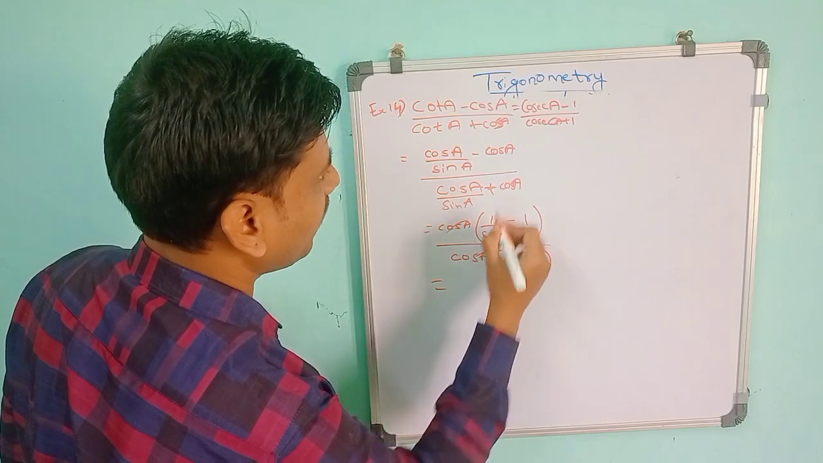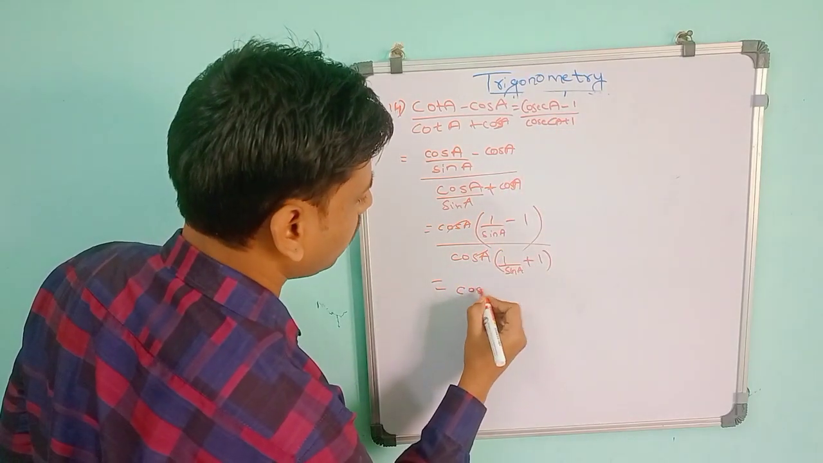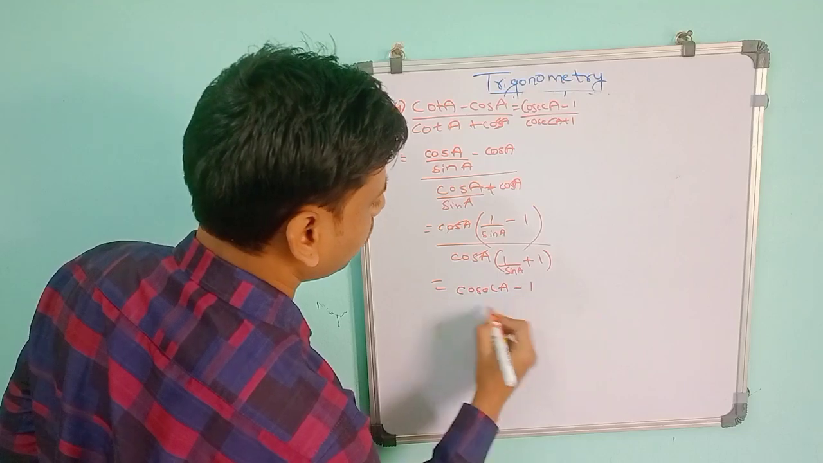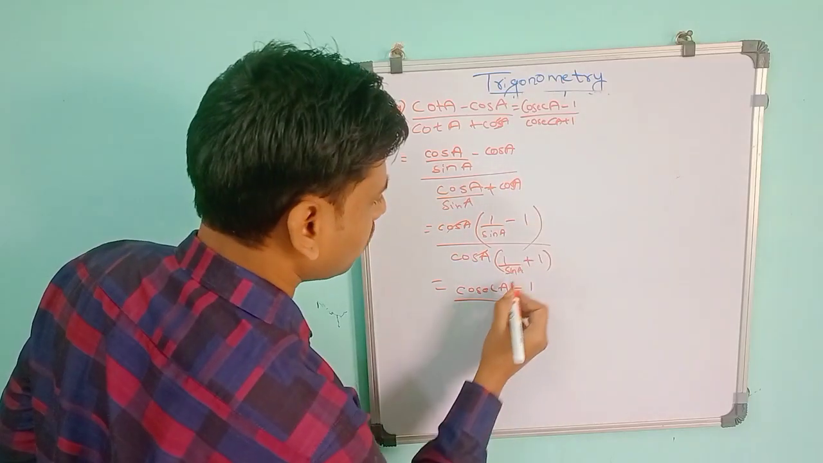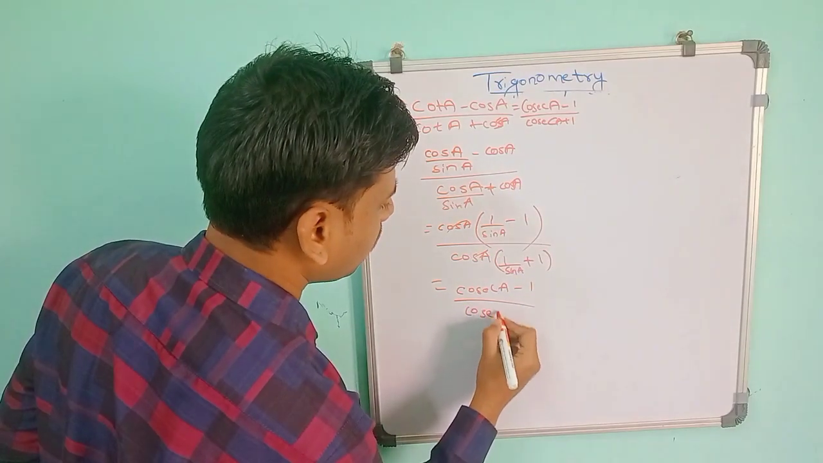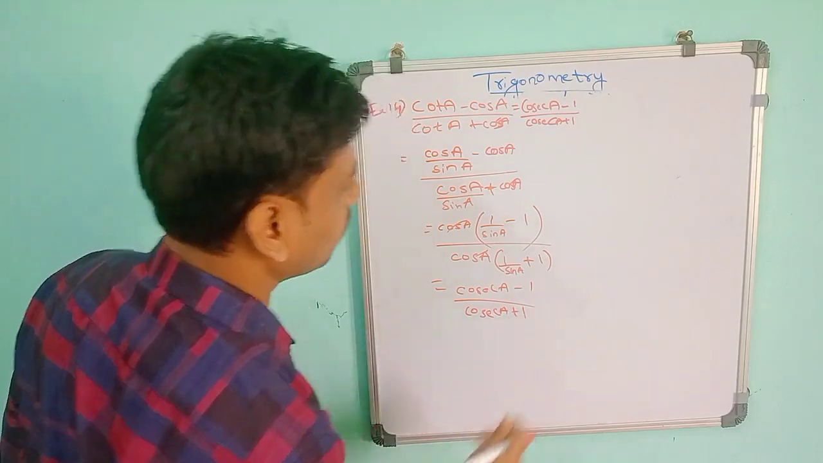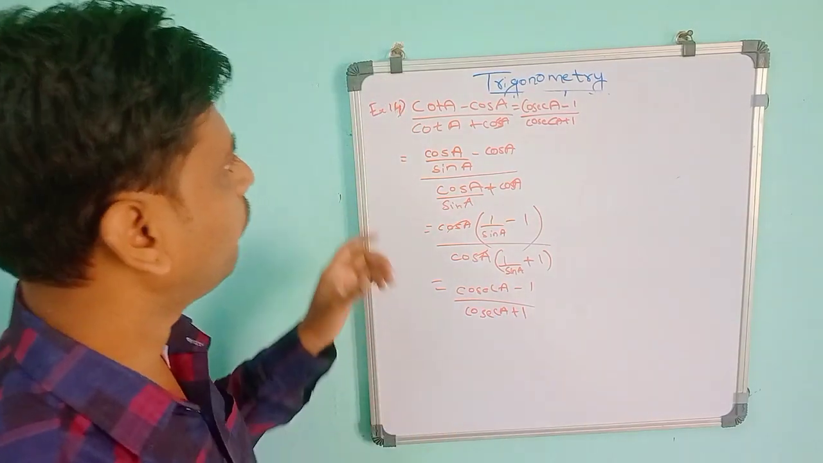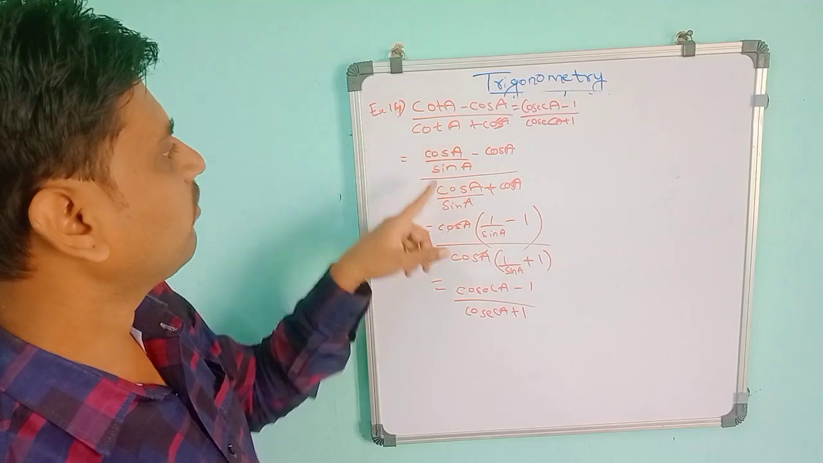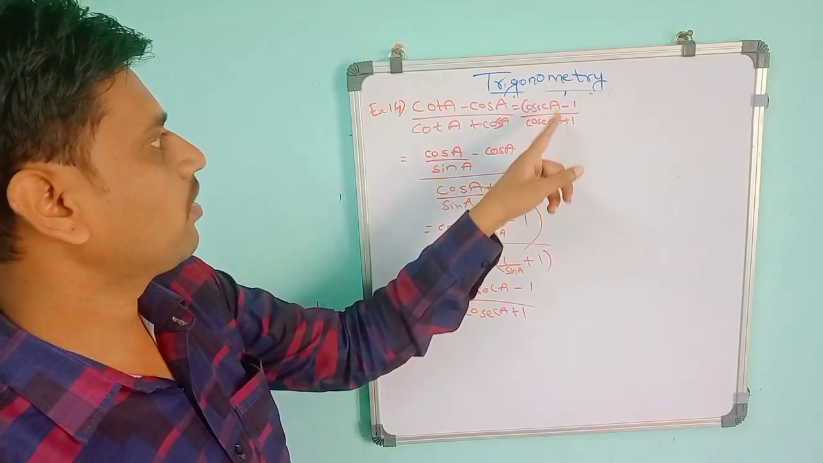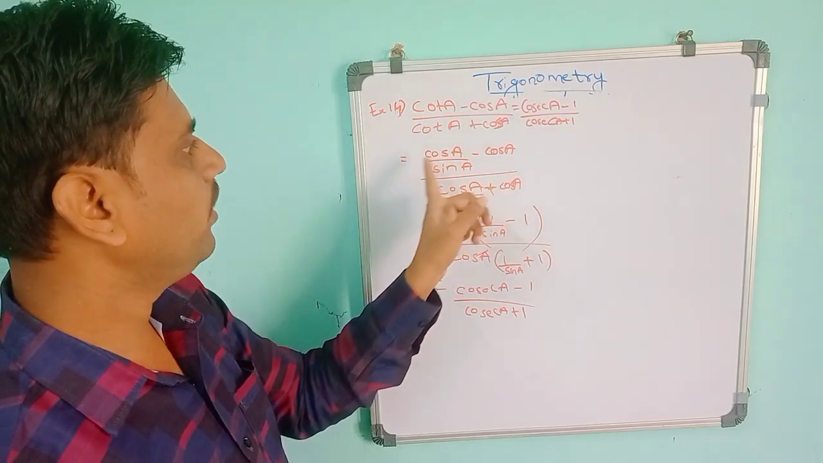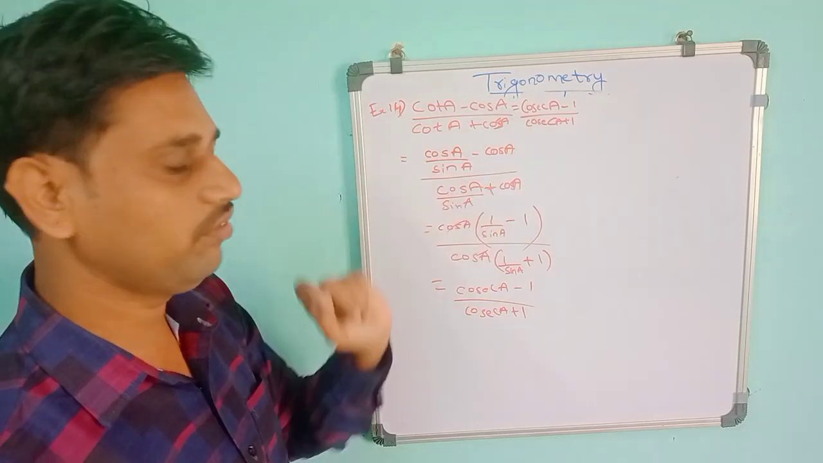We know that the reciprocal of sin A is cosec A. So we get cosec A minus 1 divided by cosec A plus 1. So there are only two simple steps. First, we have to convert this cot in terms of cos and sin, because we want cosec. For cosec we need sin, because the reciprocal of sin is cosec.